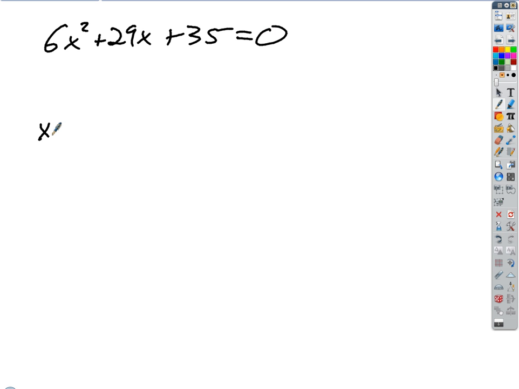So say you're faced with this problem, some of you are still taking that test. What if we just had 6x squared plus 29x plus 35 equals 0? What do we do? I can't isolate x. I have x squareds and x's. Quadratic formula, sure, right? We would just plug that into the quadratic formula, and if we did that, we would get x equals what?